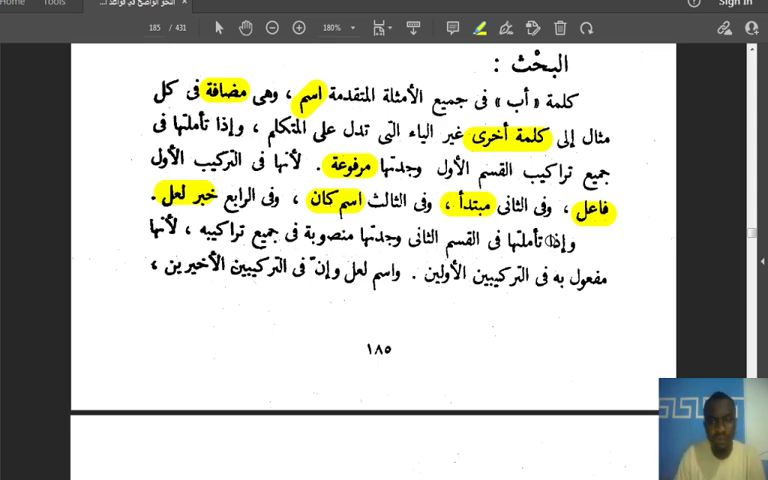Abu. وإذا تأملتها في القسم الثاني, if you look at the second partition, وجدتها منصوبة, it comes as mansub في جميع تراكيبه, in all the four sentences we have in the second part, لأنها مفعول به, because it is what? مفعول به in that case في التركيبين الأولين, because it comes as مفعول به in the first two sentences, واسم لعل وإن, and it comes as اسم لعل and اسم إن في التركيبين الأخيرين, in the last two examples.